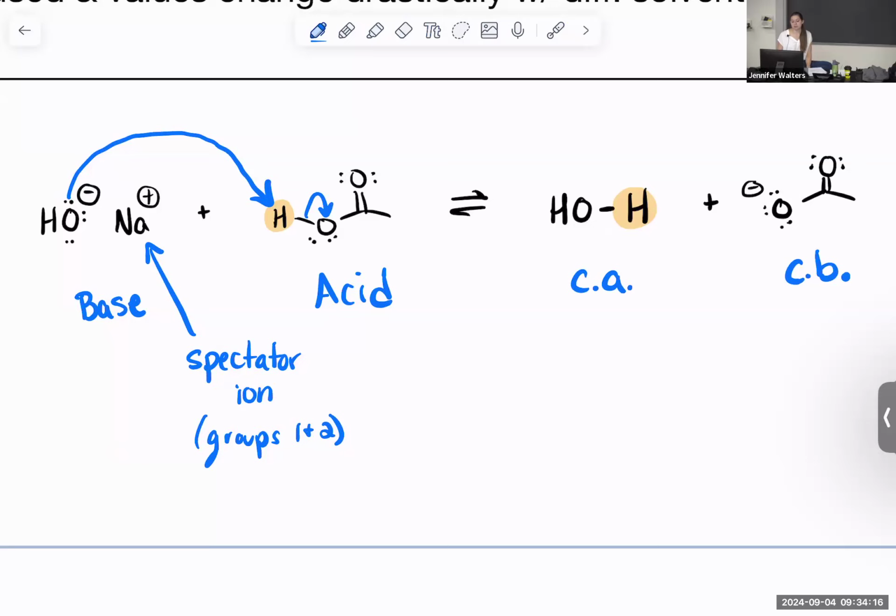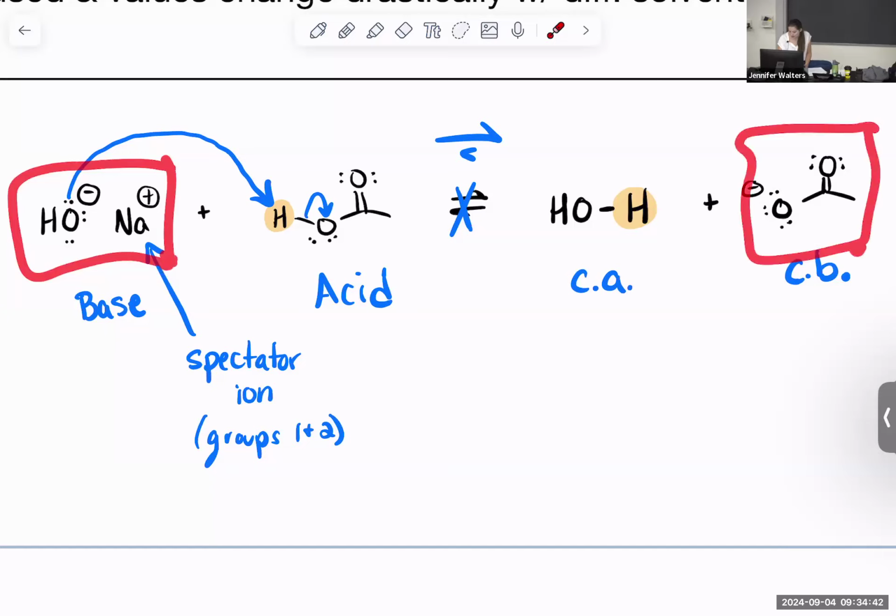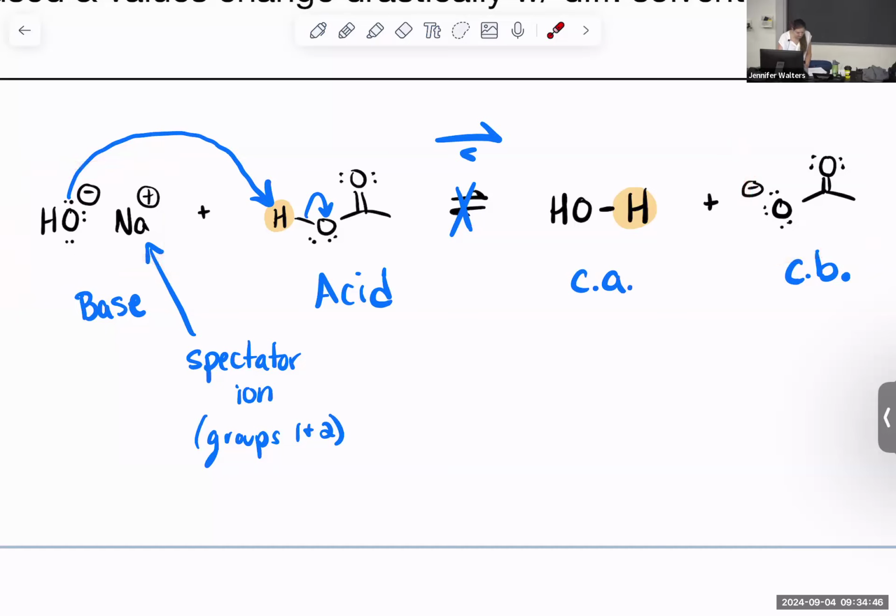Which way does the equilibrium lie? That way, right? To the right. So when we look at this, you can compare the relative base strengths. The hydroxide is going to be a stronger base than our conjugate base. We'll talk about why, how to compare. It's going to be due to resonance, is going to be the ultimate answer.